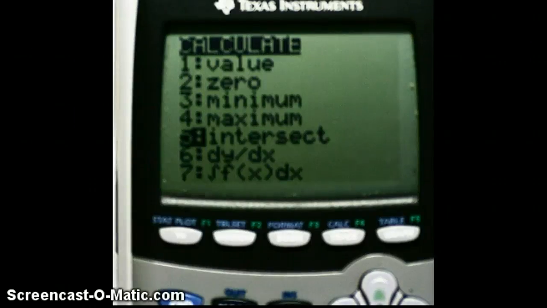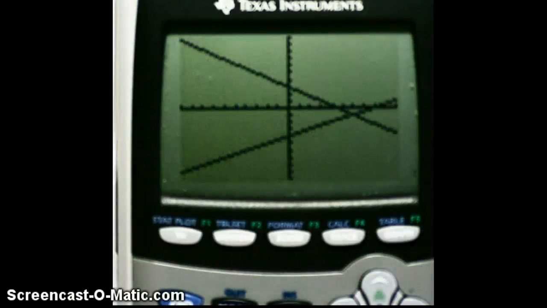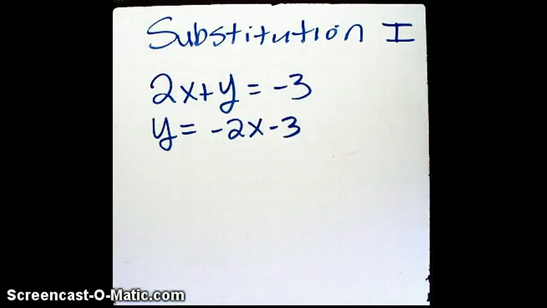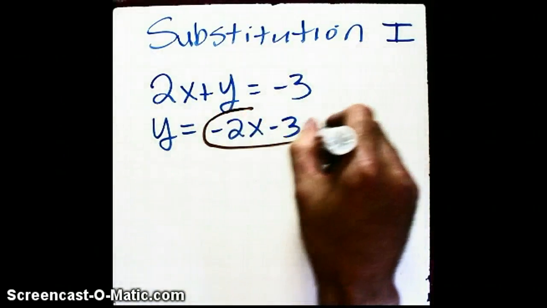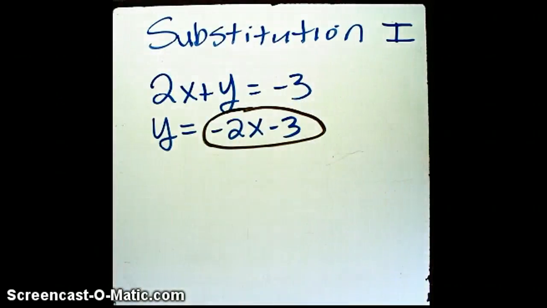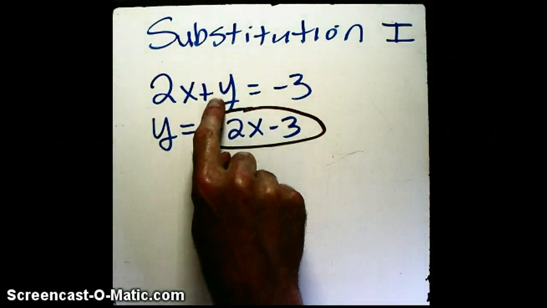So I hope that helps you see how to solve that system on the calculator. Now what we're going to do is talk about substitution. To use the substitution method, one of the equations has to be solved for one of the unknowns. Notice we already have this bottom equation solved for the y. So just substitute this in for the y at the top.